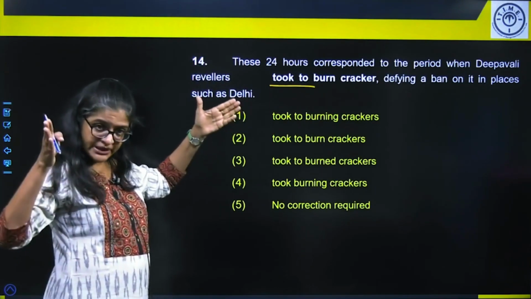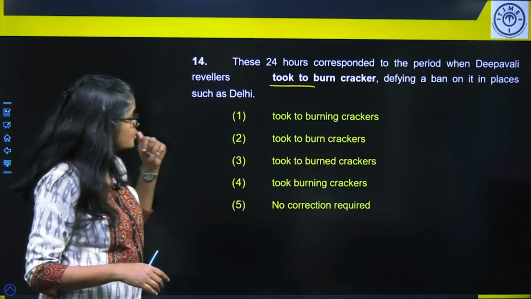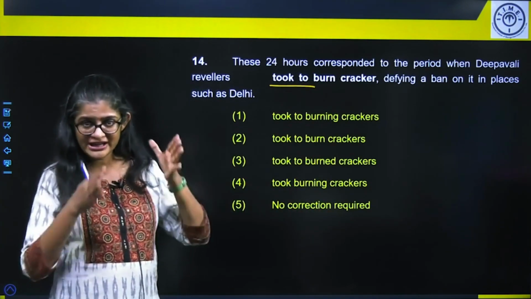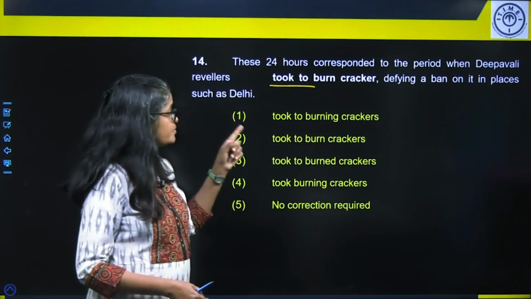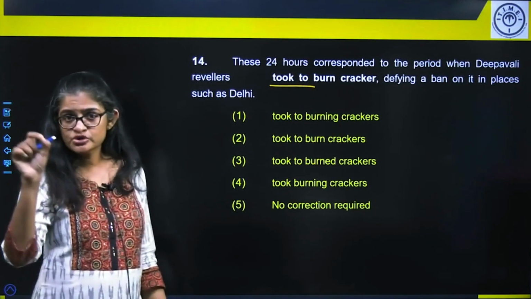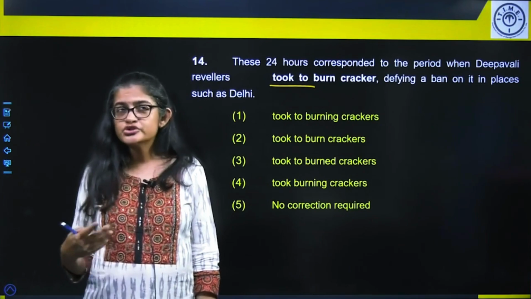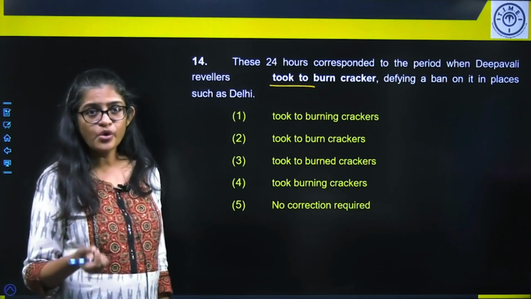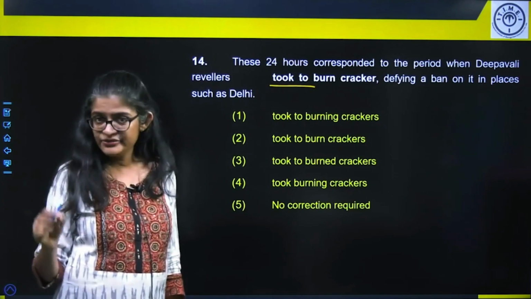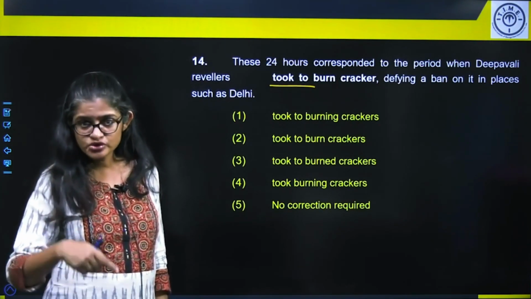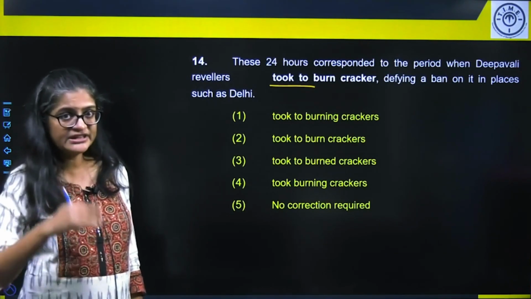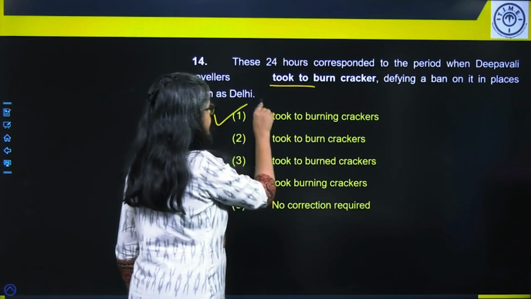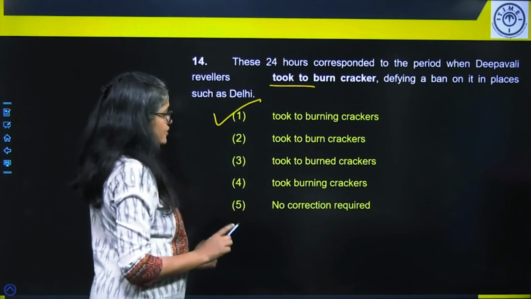It corresponds to the period when Deepavali revelers took to, which means they resorted to doing something, or they started, or they indulged in doing something. Took to burning crackers. They took to burning crackers. Took to is either to develop a habit or to start an activity. So what they are saying is, during these 24 hours, the Deepavali revelers took to burning crackers. They started doing this. All the others are wrong.